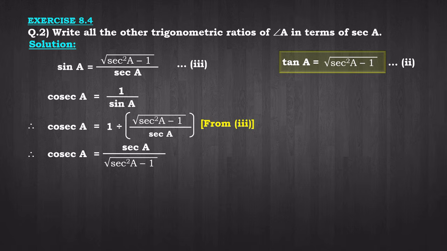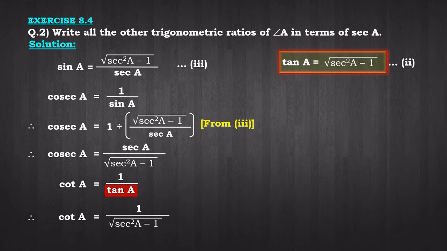Now let us find cotangent A. We know that cotangent A is equal to 1 upon tangent A. Substitute the value of tangent A from equation 2. Therefore, cotangent A is equal to 1 divided by the square root of secant squared A minus 1. Hence, the remaining trigonometric ratios in terms of secant A are cosecant A is equal to secant A divided by the square root of secant squared A minus 1. Cotangent A is equal to 1 divided by the square root of secant squared A minus 1.